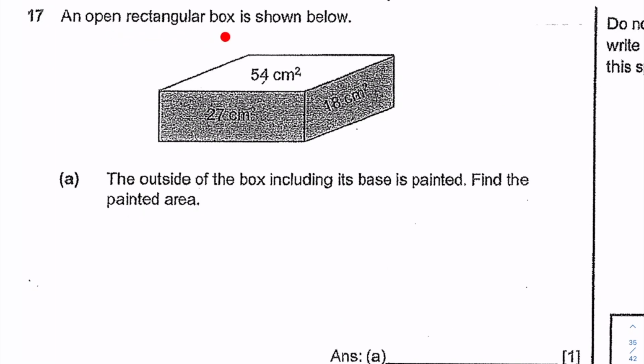An open rectangular box is shown below. Oh my goodness, the word open is extremely important. Why? Because when we consider the total area, we will not factor in the 54 on the top, because it's open, it's not covered.